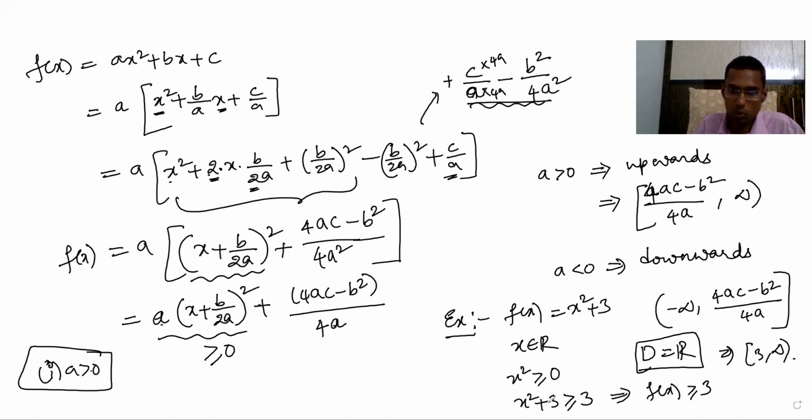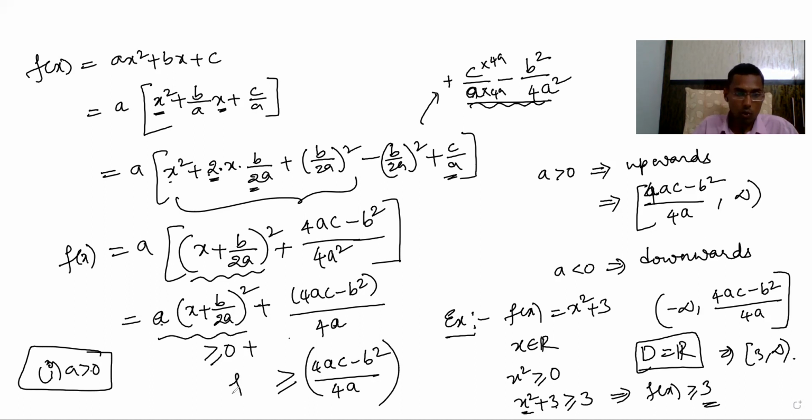Like here I wrote 0 plus 3. So therefore this is always greater than or equal to 0 plus this. So this is always greater than or equal to 4ac minus b square by 4a, same as before. Greater than or equal to 3 means 3 to infinity. So f of x is greater than or equal to 4ac minus b square by 4a. And this one you can also write like this: b square minus 4ac is delta, or the discriminant D. What do you write, delta or D?